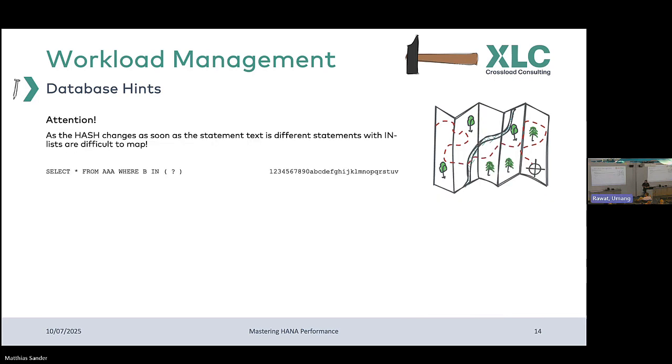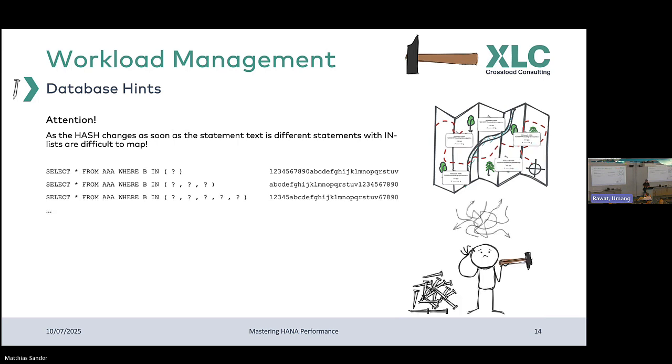Here's the example which I already mentioned previously. It can happen that the statement hash changes, like in this example with the inlist. You see here there's one variable which is handed over, and it generates this SQL hash. But if you have multiple values coming, you then have different SQL hashes at the end. So you would need to create a lot of these nodes to help the HANA database really find the right way through the jungle, which can be really annoying.